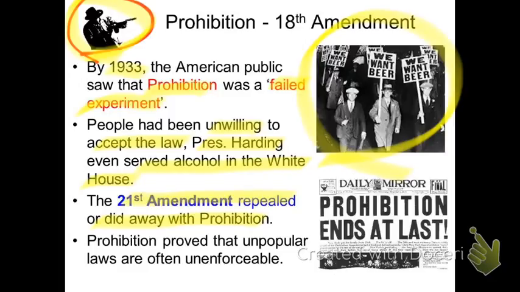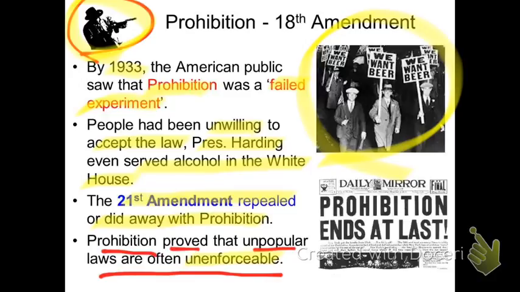Prohibition proved that unpopular laws are often unenforceable. More than unenforceable, sometimes the police are not willing to enforce it. And that causes as many problems as anything else.